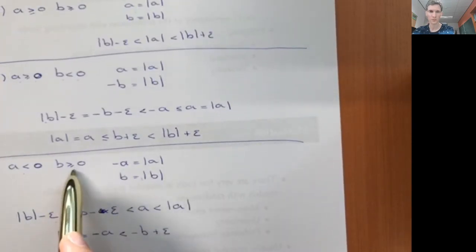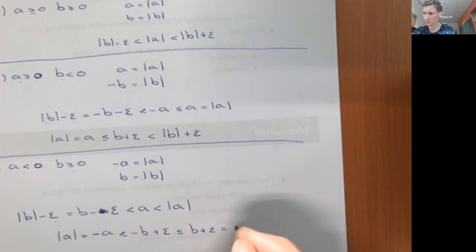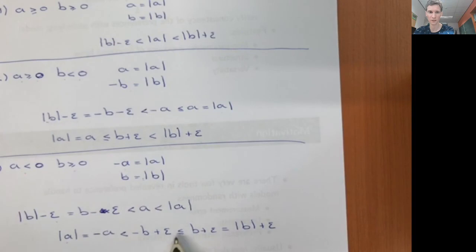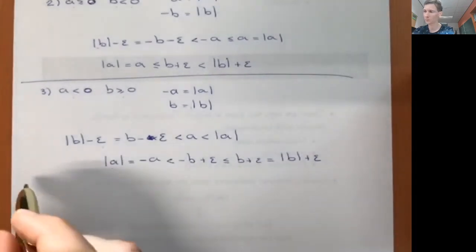Minus b is negative, right? Is less or equal to 0, so I know that this is smaller or equal to b plus epsilon, and b is equal to the absolute value of b plus epsilon. So we have that the absolute value of a is smaller than the absolute value of b plus epsilon. So this is case number 3.